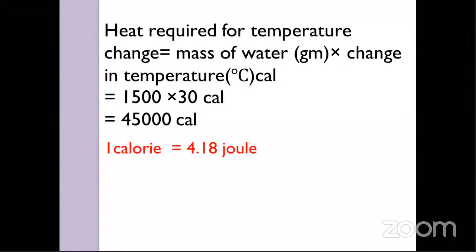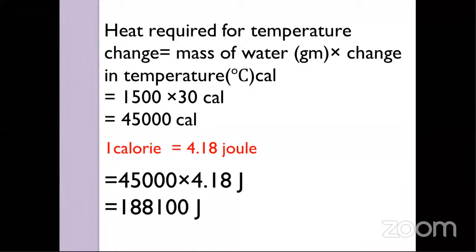So 45,000 into 4.18 joule. Here 1 calorie is 4.18 joule. That's why we have to put the values in the equation. It means 45,000 into 4.18 joule. So we got the answer 1,88,100 joule.